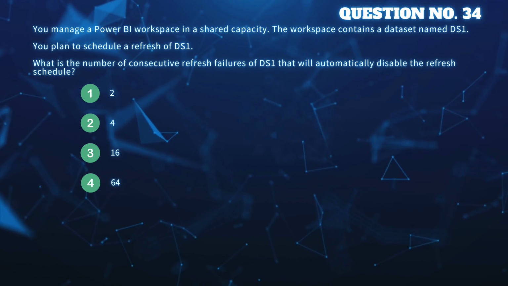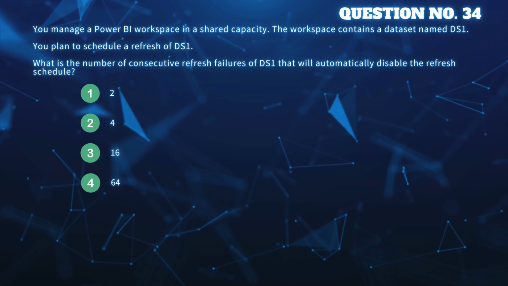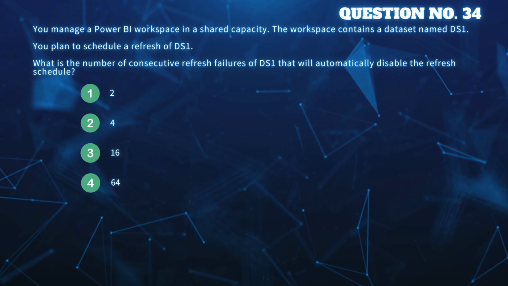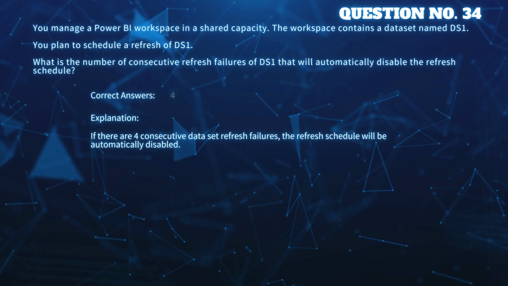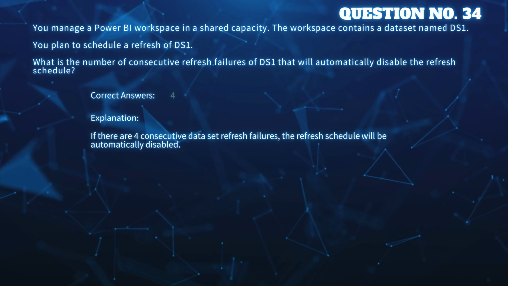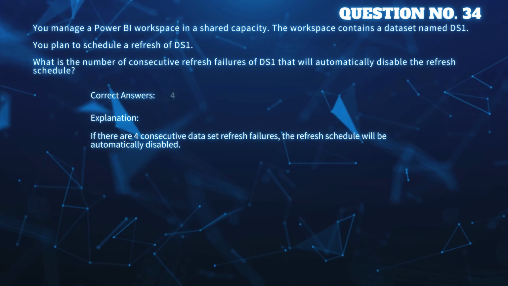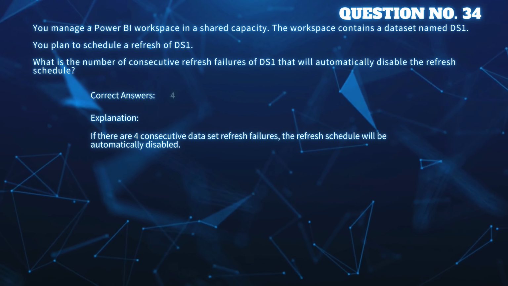Option 1, 2. Option 2, 4. Option 3, 16. Option 4, 64. Correct answer: 4. Explanation: if there are 4 consecutive dataset refresh failures, the refresh schedule will be automatically disabled.